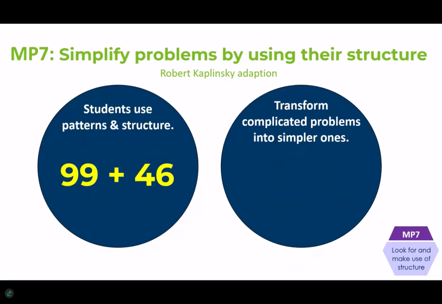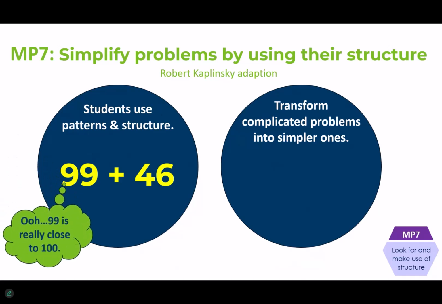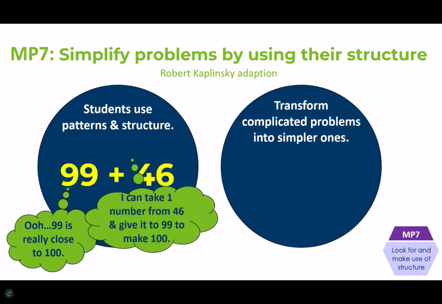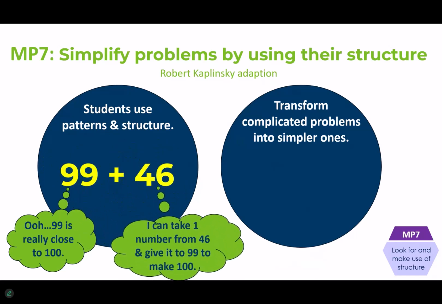In the early grades, students might look at a problem like 99 plus 46, and they might be looking for patterns and structures and using things from before to help them transform things. And they might think in their head, ooh, 99, it's really close to 100. And if I just take one number away from 46 and give it to 99, I can make 100. And they transform that equation into something that's more simple and easier for them to do. And they would do 100 plus 45.